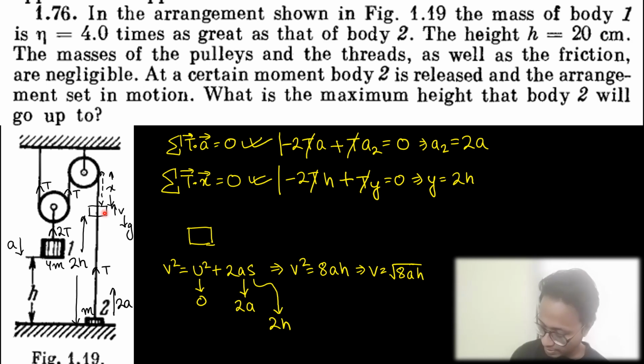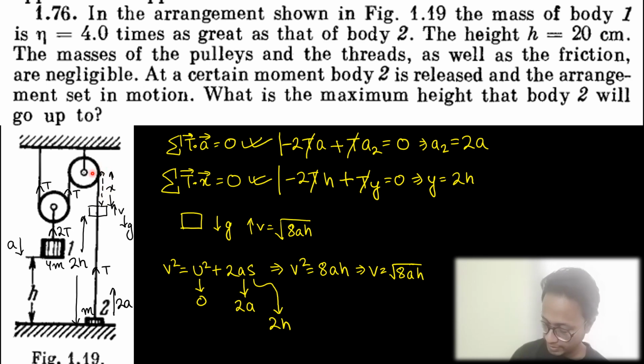Now after this point, the tension becomes loose. What are the forces acting on this body? The forces acting on this body are only gravity forces. So the acceleration will only be acceleration due to gravity. And velocity is equal to how much? Velocity is equal to under root of 8ah. Acceleration is equal to g downward.